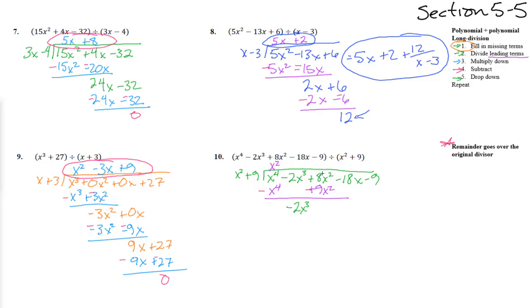Then this guy comes down. 8 minus 9 is a negative 1x squared. And then we drop down this negative 18x. There we go. Not multiply, we got to divide the leading terms. x squared goes into negative 2x cubed, negative 2x times. Negative 2x times that gives us a negative 2x cubed. And then negative 2x times a positive 9 is a negative 18x.